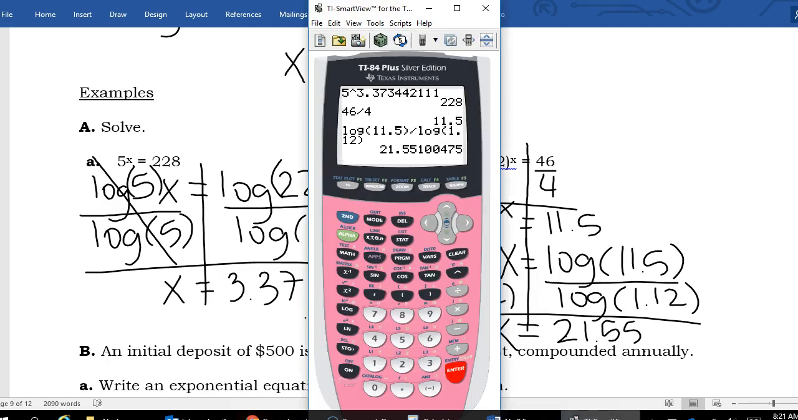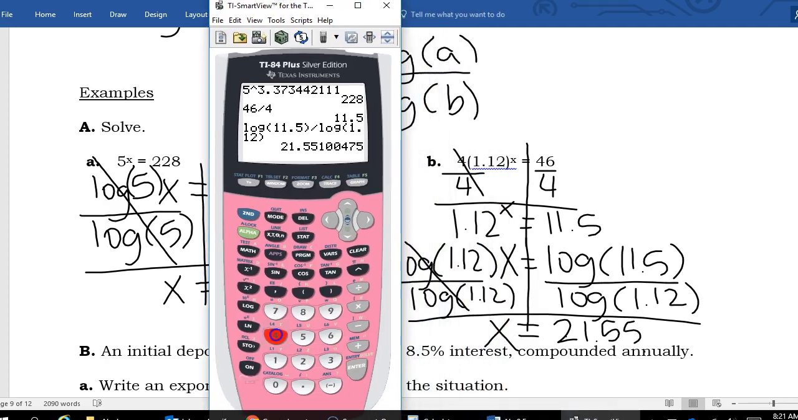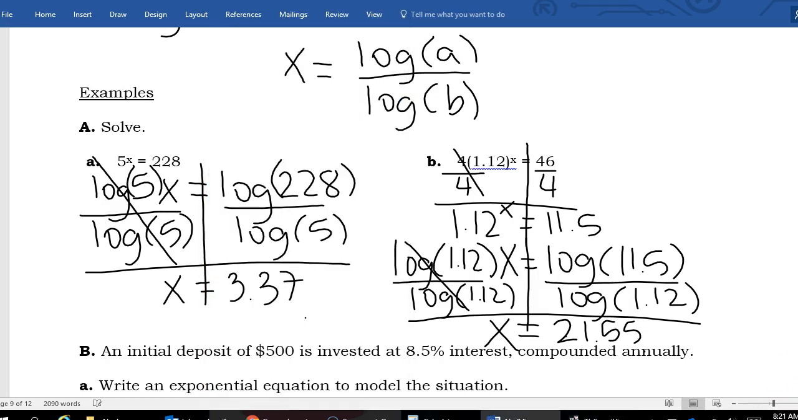Again, I like to check my answer. So that looks like 4 times 1.12 to the power of 21.55 should be pretty close to 46. And I got 45.99. I think if I had kept more decimals, I would have gotten even closer, but that's very close to me. Okay, we got one left down here.